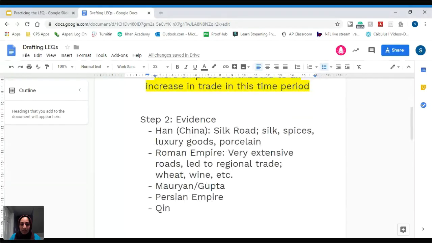So now let's see. I'm going to skip the Mauryan and Gupta right now because I didn't write about that on my test, but I'll get back to them after we do the Persian. So the Persian Empire was started by, or the main person in the Persian Empire was Alexander the Great. And in the Persian Empire, it was created by Darius. Does anyone know what the Persian roads are called? There's a special name for the Persian roads.